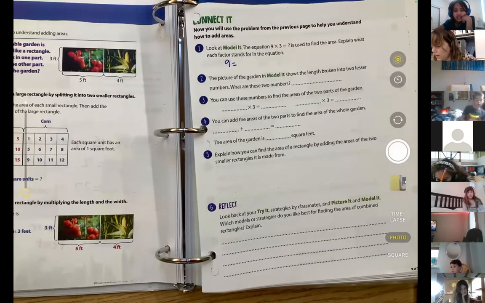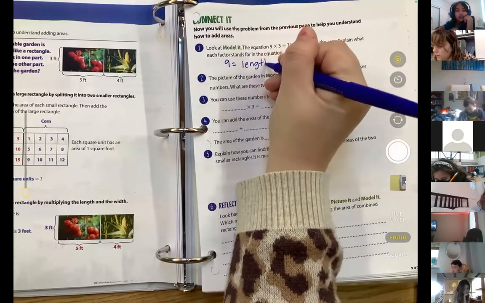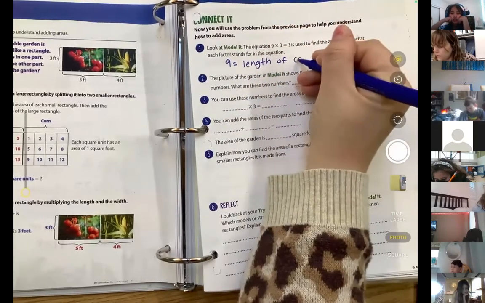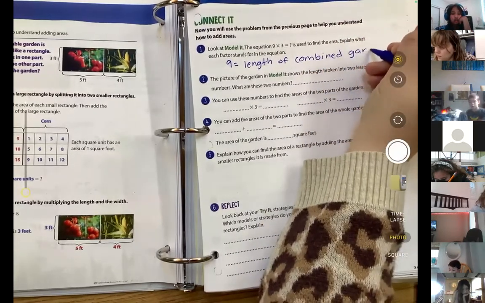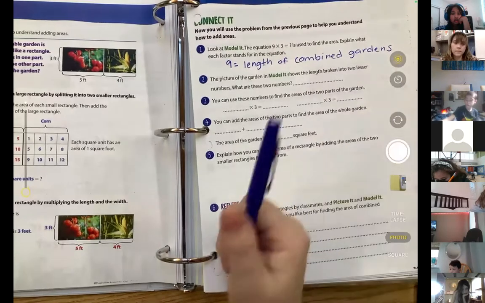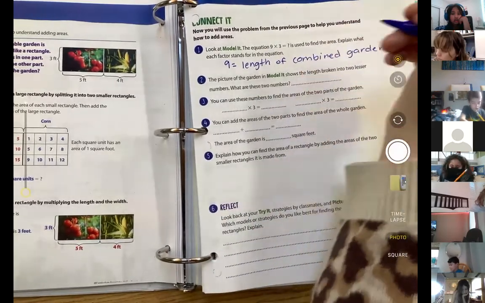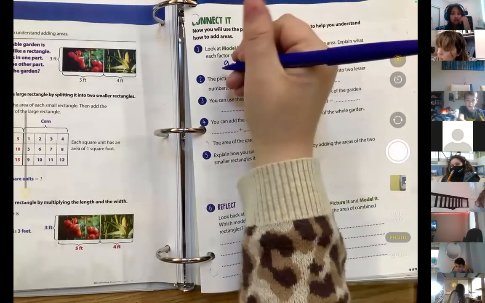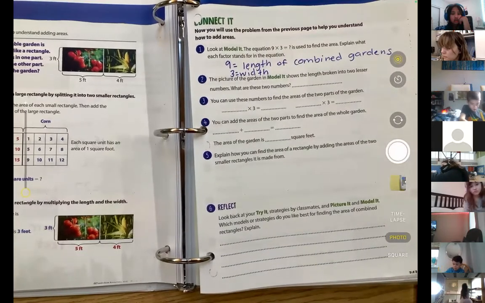Length of combined gardens. Okay. And then the 3 is the width. That should be a D.